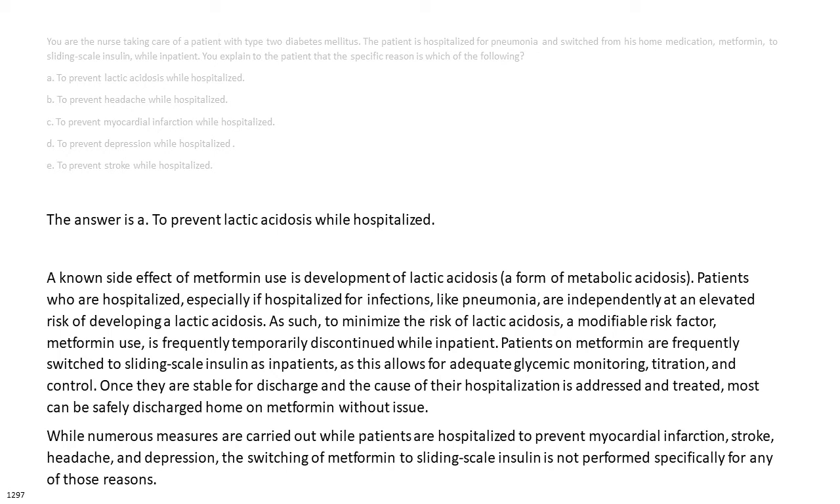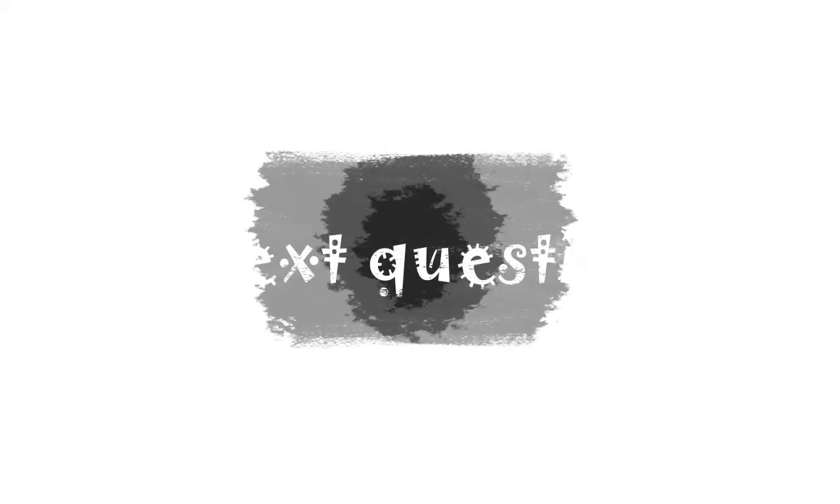discontinued while inpatient. Patients on metformin are frequently switched to sliding scale insulin as inpatients, as this allows for adequate glycemic monitoring, titration, and control. Once they are stable for discharge and the cause of their hospitalization is addressed and treated, most can be safely discharged home on metformin without issue. While numerous measures are carried out while patients are hospitalized to prevent myocardial infarction, stroke, headache, and depression, the switching of metformin to sliding scale insulin is not performed specifically for any of those reasons.